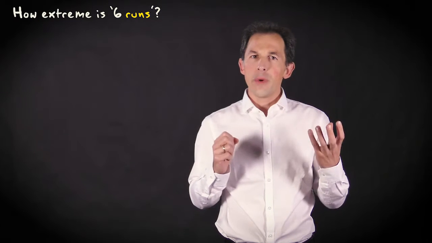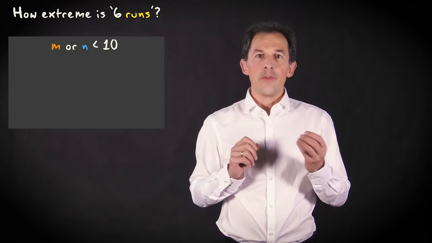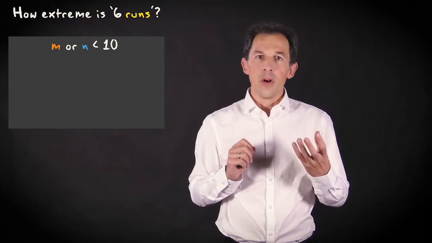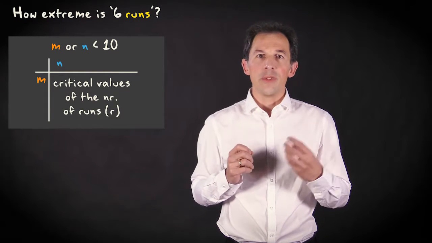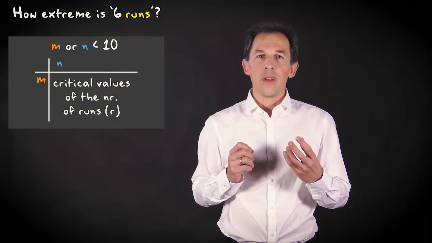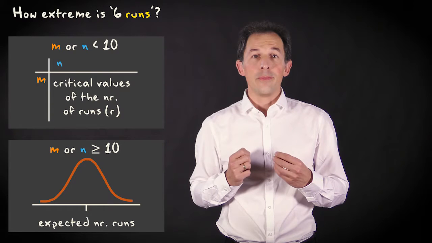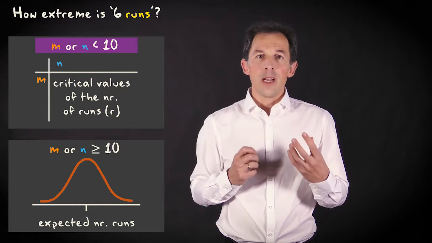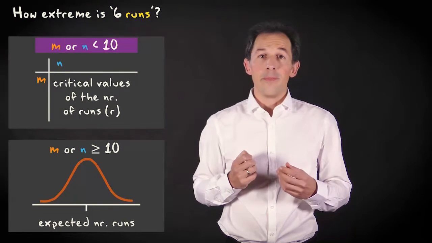Now, how can we decide whether the number of runs is a value so extreme that we would reject the null hypothesis? For small samples, which is roughly when either of the 2 group sizes m or n are smaller than 10, there are tabulated values to find a p-value or rejection region for a given number of runs. But for larger sample sizes, the number of runs approaches a normal distribution. In our example, the sample size of both groups is smaller than 10, and therefore we should use a table here. Let's have a look at such a table.